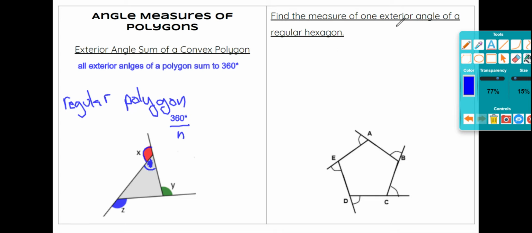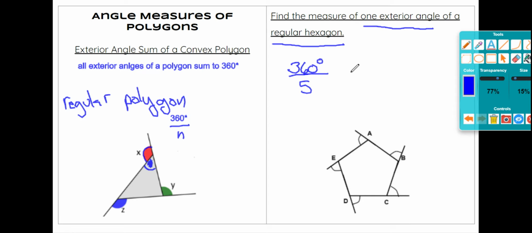Find the measure of one exterior angle, so it's asking for one exterior angle, of a regular hexagon. So a regular hexagon or a regular polygon means all the sides and all the angles are going to be equal or congruent. So they're all going to be the same. So in here, we can go straight over to a regular polygon, what we learned. Our regular polygon says we can take 360 degrees and divide that by 5.